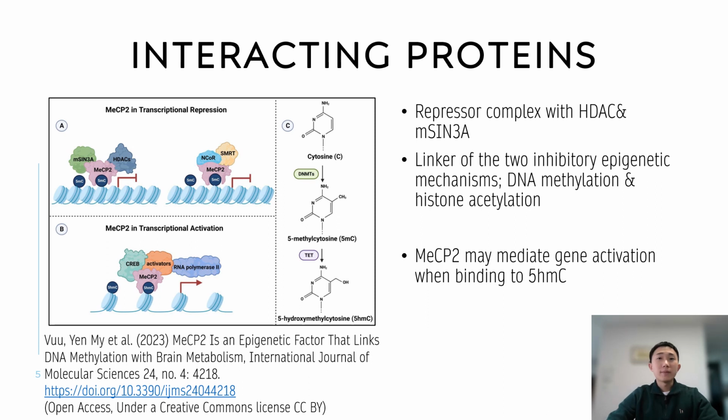Shown here are the protein complexes formed by MeCP2. Early experiments showed MeCP2 binds transcription repressors HDAC and MSin3A. HDAC, or histone deacetylases, represses gene expression. Thus, MeCP2 can be thought of as an important protein linking the two inhibitory epigenetic mechanisms, DNA methylation and histone deacetylation. More recent evidence reports MeCP2 is also able to activate gene transcription when binding to other epigenetic markers.